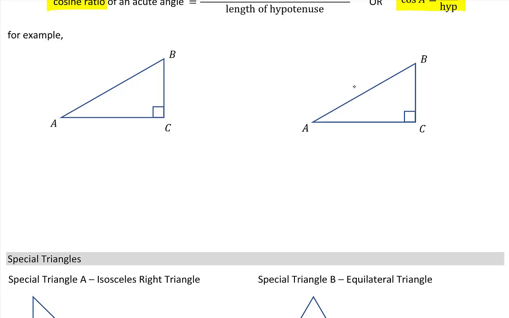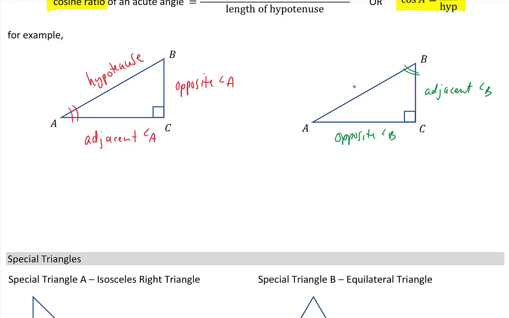So for example, if we're focused on angle A, then BC is the side opposite angle A, AC is the side adjacent angle A, and AB is the hypotenuse. If we are focused on angle B, then AC would be the side opposite angle B, BC would be the side adjacent angle B, and AB would be our hypotenuse.